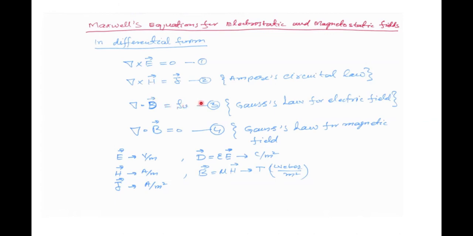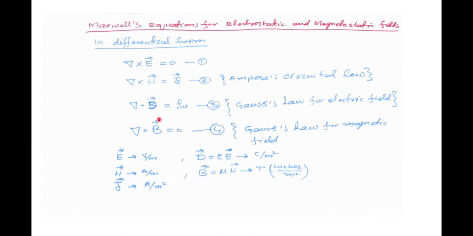Now, in chapter number 4, we developed Gauss's law in differential form. That is when we write del dot, del dot means the divergence of the D field. Divergence is related to closed surface analysis, and according to Gauss's law, the total flux passing through any closed surface is always balanced by the total charge enclosed by that closed surface.